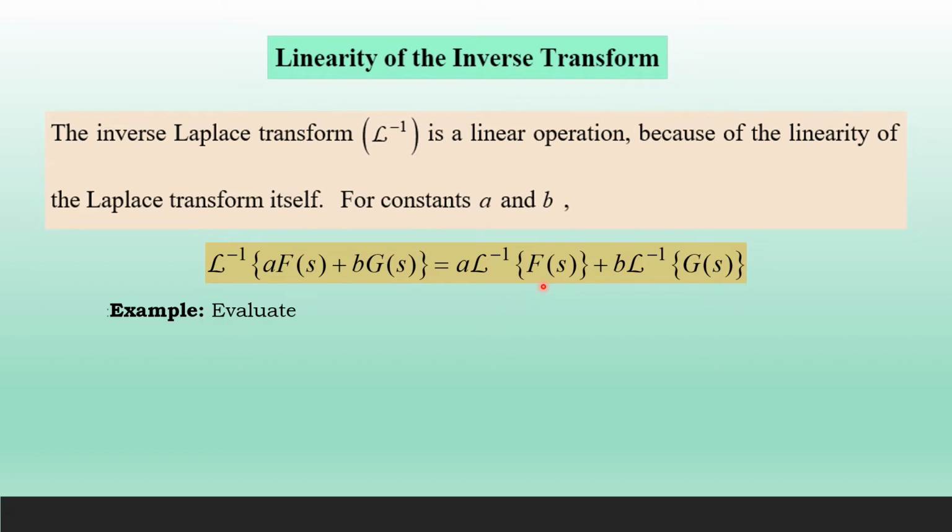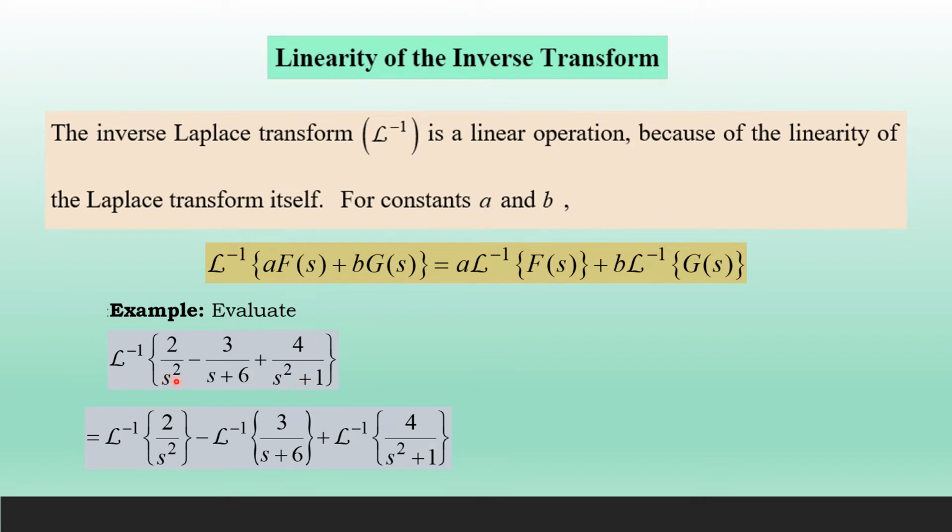Example: evaluate the inverse Laplace transform of 2 over s squared minus 3 over s plus 6 plus 4 over s squared plus 1. To answer this question, we are going to apply the linearity of the inverse transform. So you have to split this into 3 different inverse transform problems. You get the inverse transform of 2 over s squared, minus the inverse transform of 3 over s plus 6, plus the inverse transform of 4 over s squared plus 1.